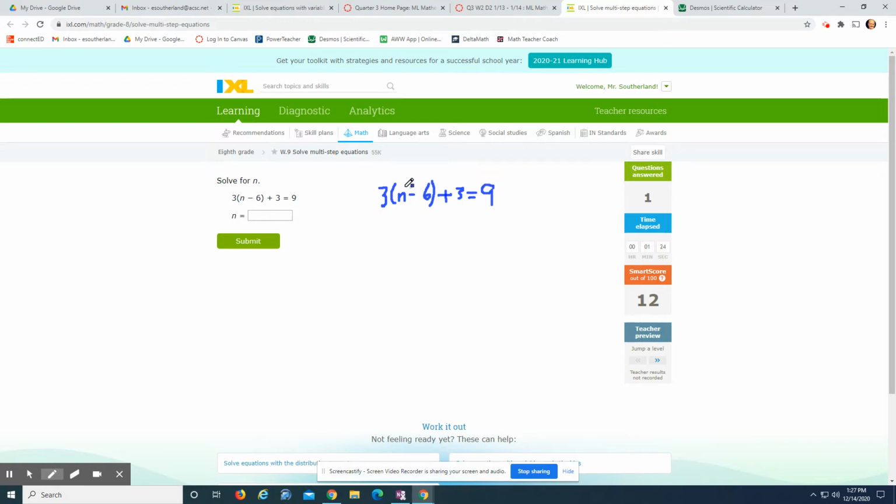The first thing we're going to do is the distributive property. 3 times n is 3n. 3 times negative 6 is negative 18. Plus 3 comes down. It's equal to 9. Negative 18 and positive 3 are like terms. They're both regular numbers, so we're going to add them together. Negative 18 plus 3 is negative 15.